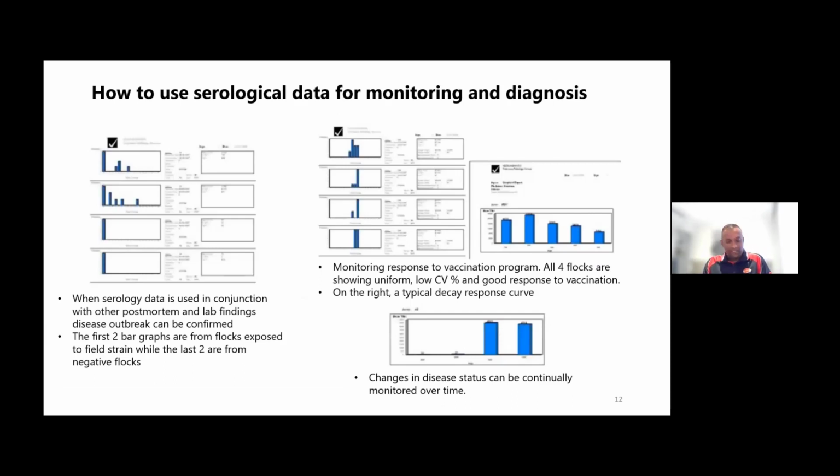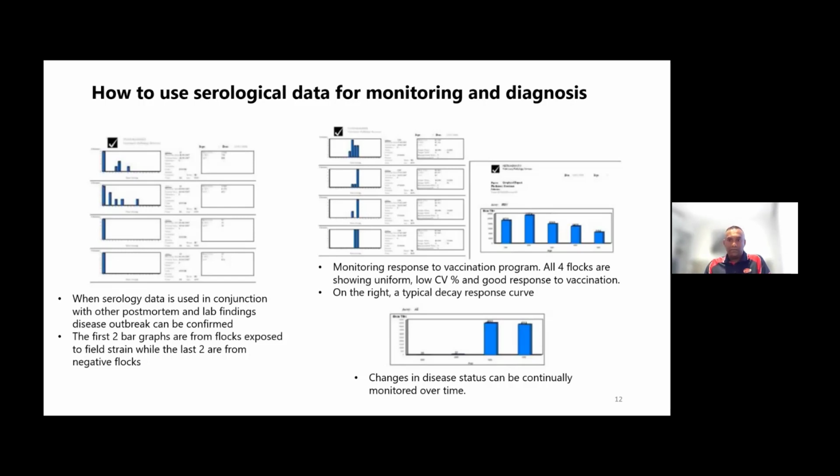How do we use this serological data? Serological data, as I've said before, on its own is very difficult to make a judgment on. It should be used in conjunction with postmortem findings and secondary lab findings as well. On the left, the first two bar graphs show flocks exposed, whereas the last two are showing negatives. So that is just an indication that there's some infection that has come in. The middle graph on the top shows vaccination that has happened properly. And the second graph is showing the typical decay response curve of a vaccine or maternal antibody in a flock.